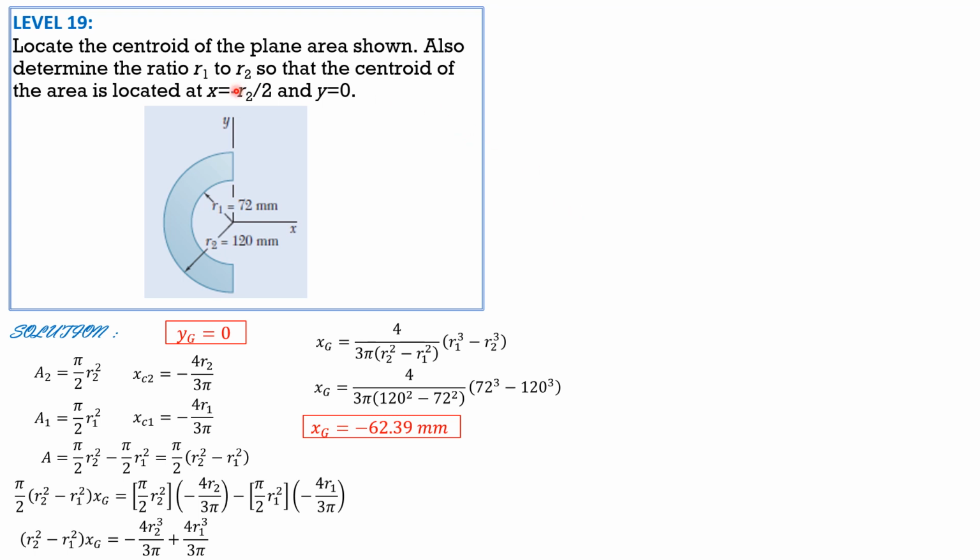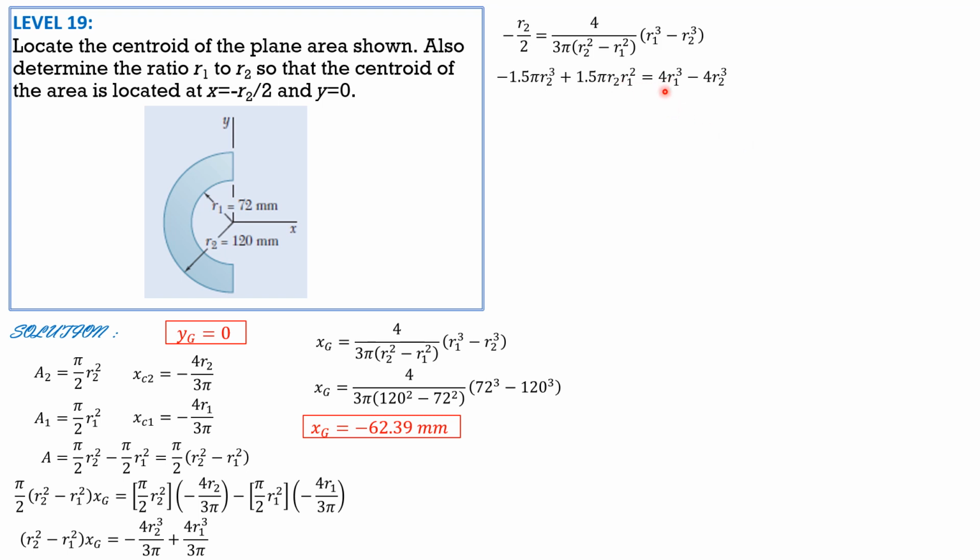Now for the question, ratio R1 to R2, so that the centroid of the area is located at negative R2 over 2. So negative R2 over 2 equals, substituted to this formula here, quantity R1 cube minus R2 cube. Cross multiply. So we have negative 3 pi over 2 or negative 1.5 pi R2 cube, then plus 1.5 pi R1 cube equals 4 R1 cube minus 4 R2 cube.